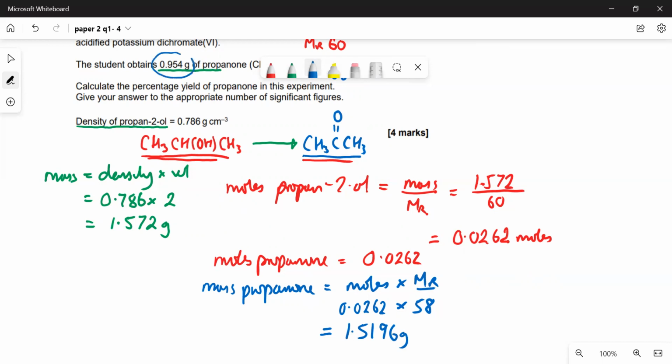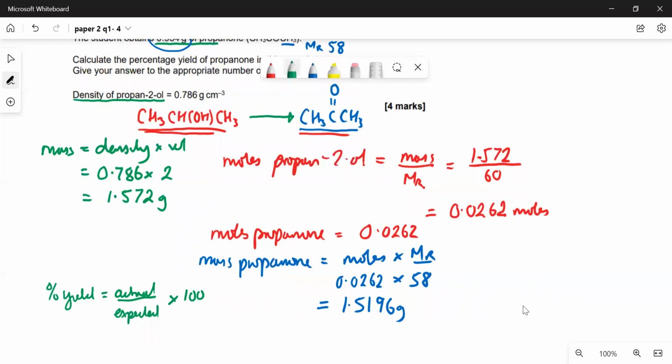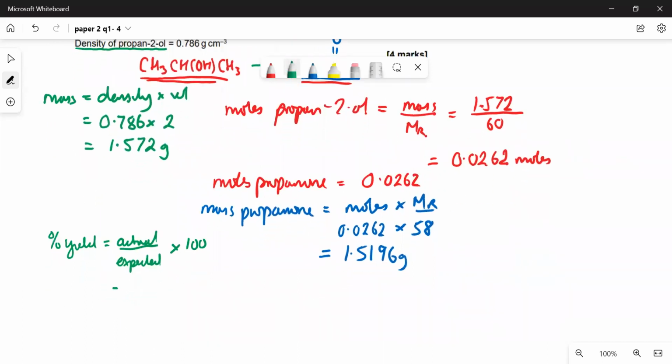Right, we know we didn't get that much. We got this much propanone, so we have to work out the percentage yield. Percentage yield is equal to actual mass over the expected, multiplied by 100. So the actual mass was 0.954, divided by the expected, this one here, 1.5196, multiplied by 100.